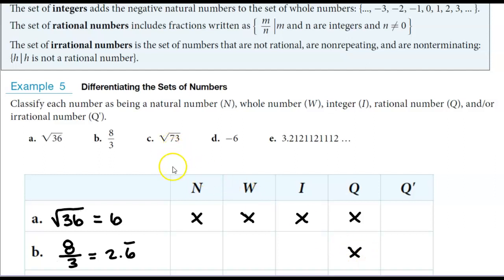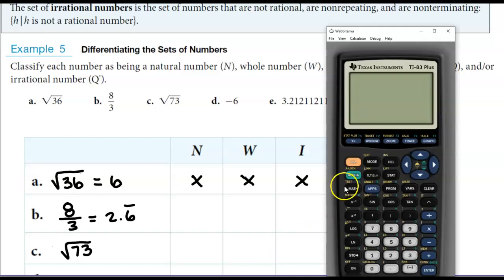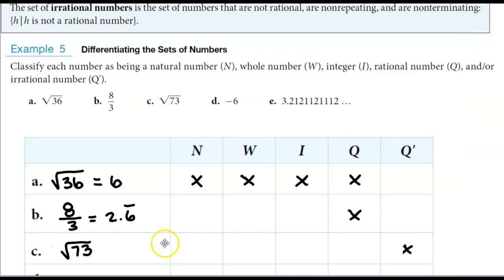Let's take a look at the square root of 73. Okay, if we plug that into our calculator, we do not have a number that we can square to get 73, and we get the number 8.544003745. So it doesn't terminate, and it's not repeating. Therefore, the only option that we have is that it's an irrational number.